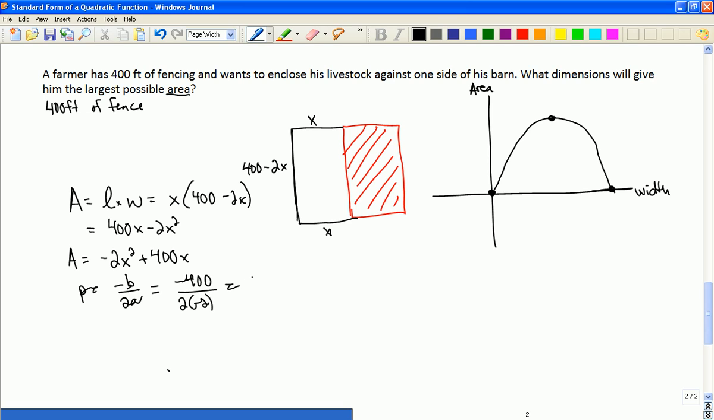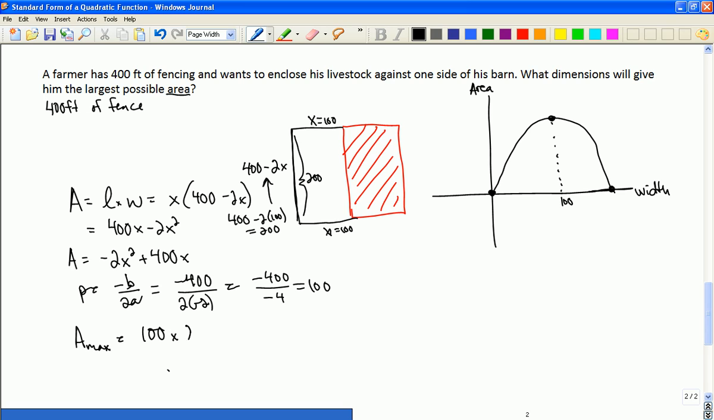So that will be negative 400 over negative 4, which is 100. So I know that this happens if I use an x value of 100, meaning the width here should be 100. Then I can quickly figure out what the height is going to be, because I can substitute it into this equation. So 400 minus 2 times 100. I was left with 200 feet of fence for this piece. So the largest possible area is going to be 100 by 200, and that's going to be 20,000 square feet.